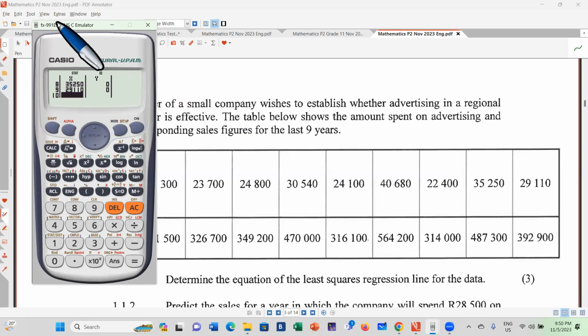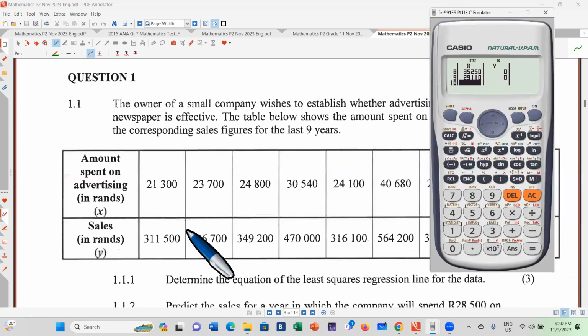Then move my calculator a little bit here. Then we next punch in the Y now. So we go to the Y column. You go to the Y column, we use these arrows. I can go to the top. Okay, so I look and I can see X is 1, corresponds to the first Y, which is 311,500.